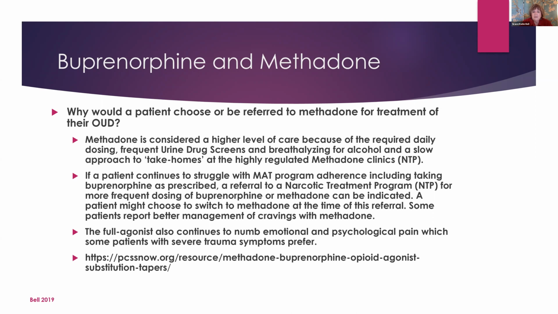Full agonist also continues to numb emotional and psychological pain, which some patients with severe trauma symptoms prefer. So this is a point I really want to make. And we'll talk a little bit about trauma and opioids, but a full agonist, methadone, can sometimes relieve some of the other emotional and psychological pain for patients with severe trauma. So they may be directed to methadone treatment or prefer and choose it for that reason. For more information, this is a good link. If you want to know more about methadone and buprenorphine, check that one out. Next, please.